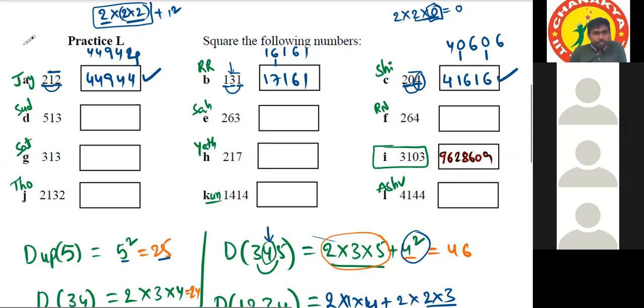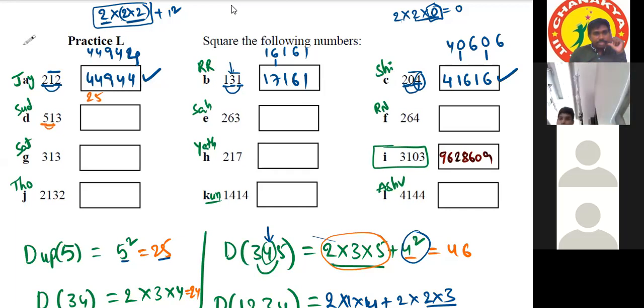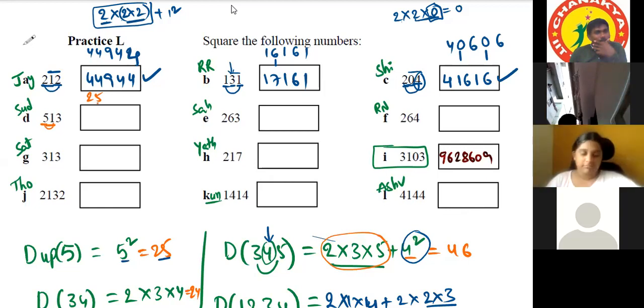Yes, sir. Sir, the duplex of 5 is 25. 25, very good. Then the duplex of 51 is, sir, it's going to be 2 times 5 into 1. 5 ones are 5, double is 10. Okay, 1 here, 0 here.